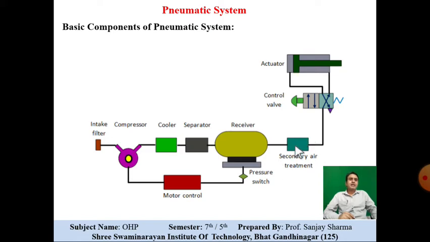So the secondary air treatment device is attached, and thereafter this air flows through the direction control valve. Here it is a two-way four-port valve which is manually operated, and this is the actuator through which we get our desired output work done. So friends, these are the entire basic components of the pneumatic system which you are seeing here. The construction of this entire system is very simple. Now let us see.